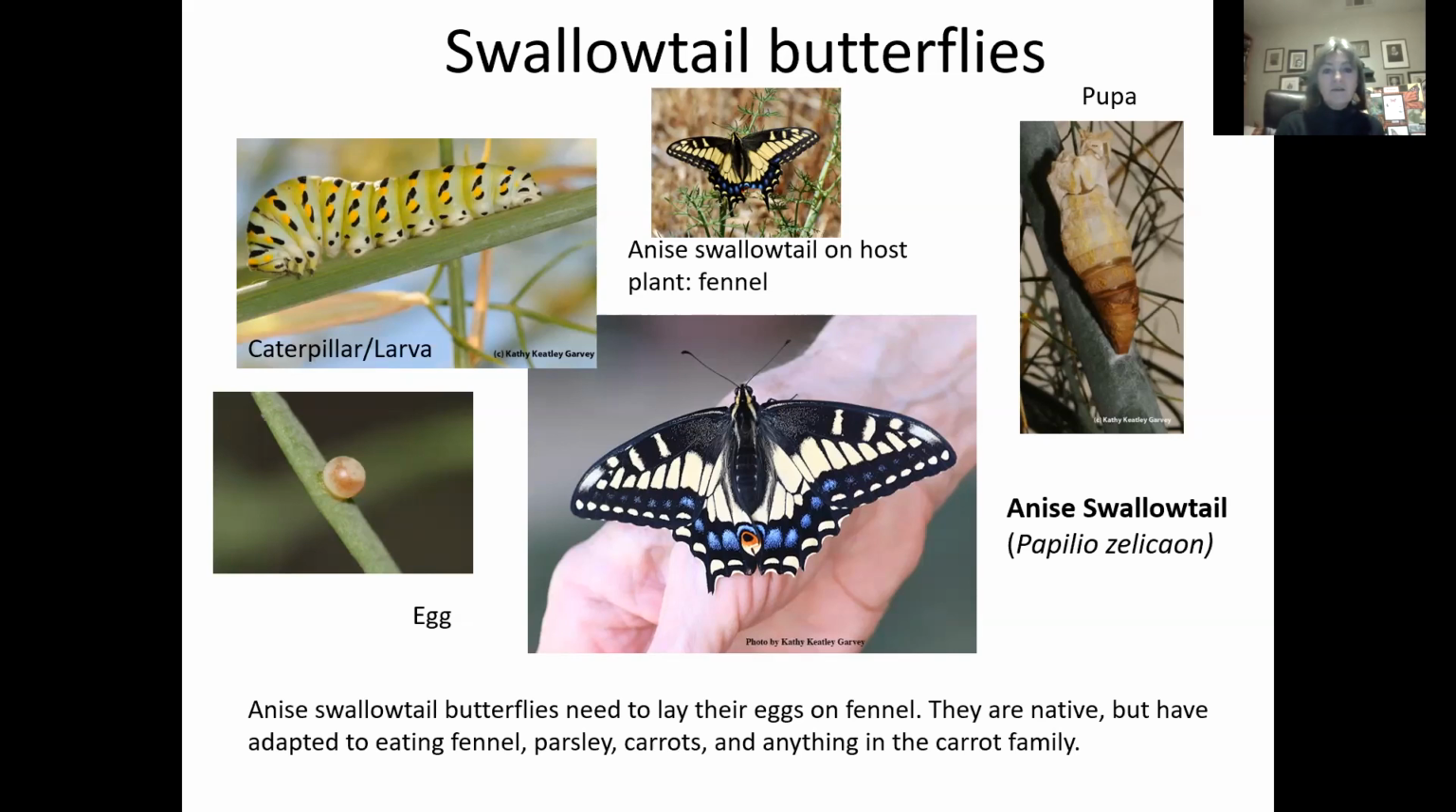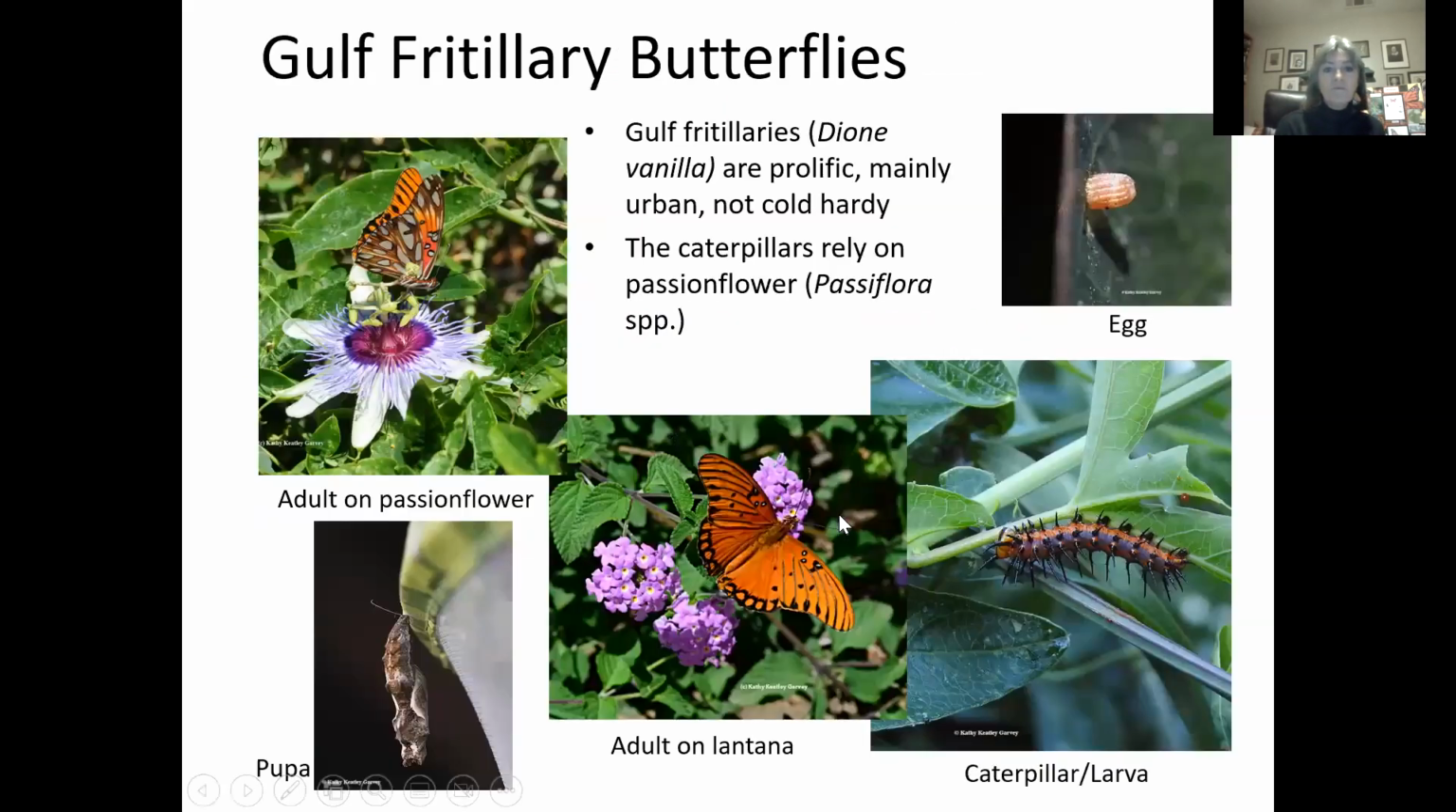On the next slide, we have Gulf fritillary, which has become very common in our area. They are specialists. They need the passion flower or passion vine. It is that beautiful purple centered flower that you see at the top there. When it closes its wings, you see the silvery spots on them. It's a very beautiful butterfly.